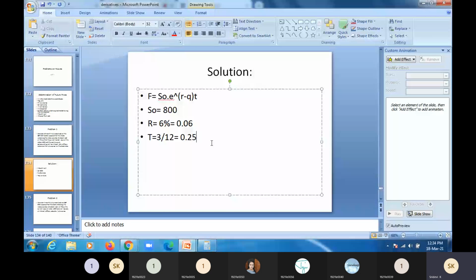And Q is 1%, convert it into decimal value. 1 by 100 means 0.01. You must be careful how many zeros you take after the decimal point. If it is 1%, take 0.01. If it is 10%, no need of taking the 0.